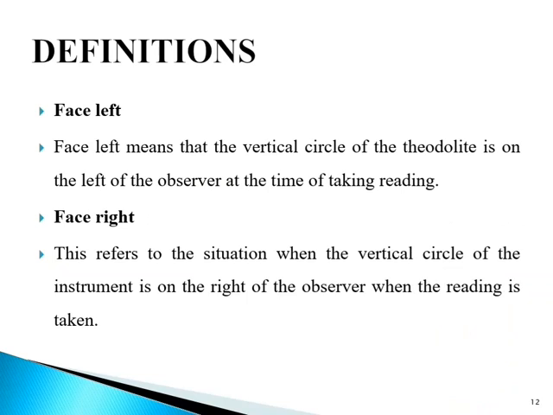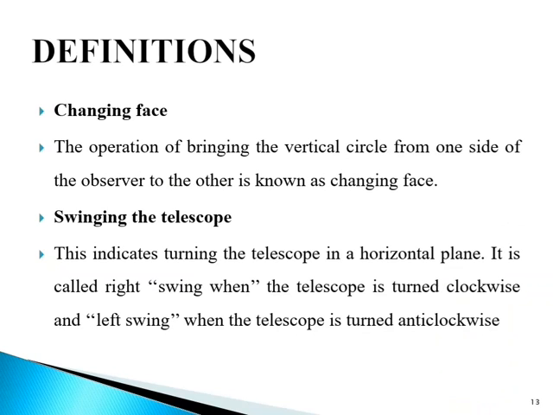Next is face left. Face left means that the vertical circle of the theodolite is on the left of the observer at the time of taking readings. Next is face right. This refers to the situation when the vertical circle of the instrument is on the right of the observer when the reading is taken. Next is changing face. The operation of bringing the vertical circle from one side of the observer to the other is known as changing face.